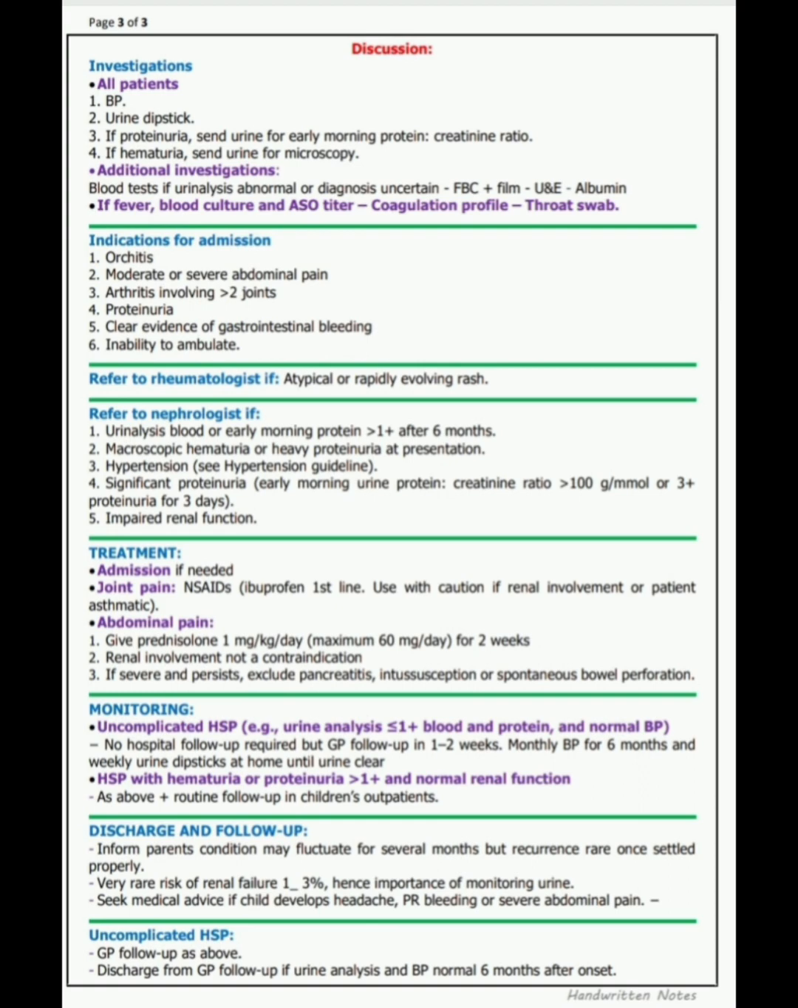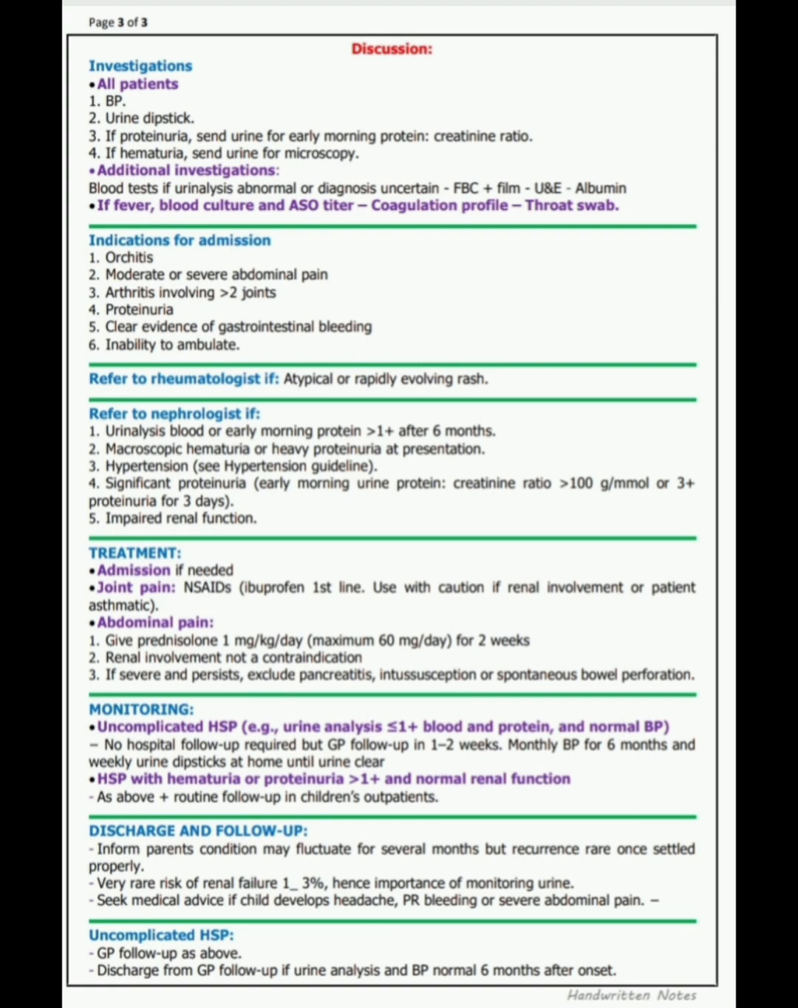And for joint pain, we give the NSAID. Ibuprofen is first line, used with caution if renal involvement or the patient is asthmatic. So when Henoch-Schönlein purpura comes, we give the treatment ibuprofen. First, in our mind, we ask the patient whether he is suffering from asthma or any renal impairment or not.